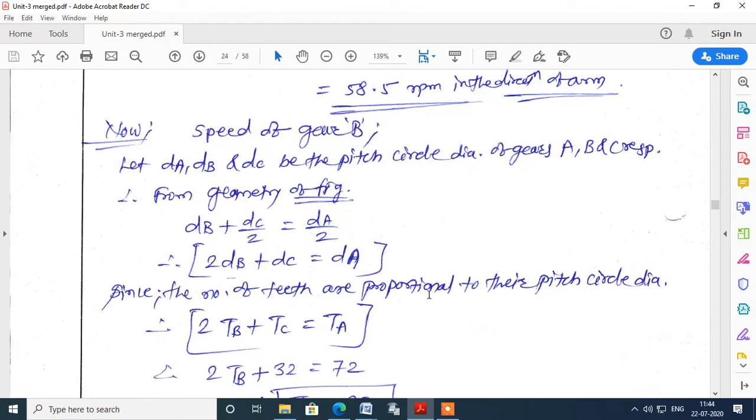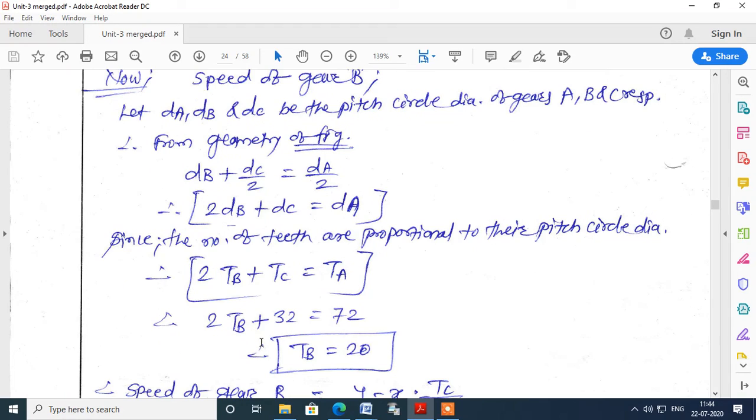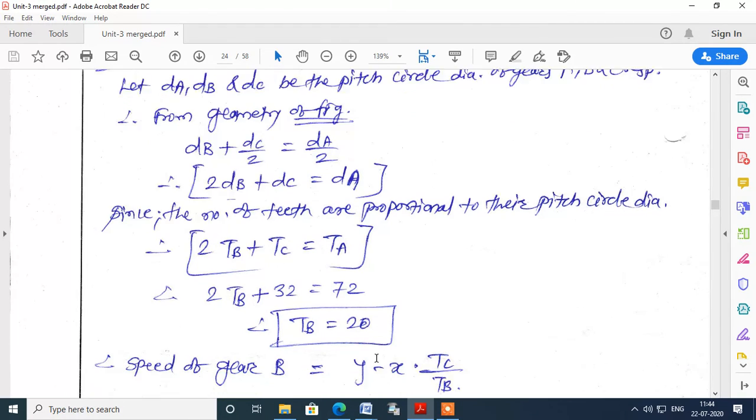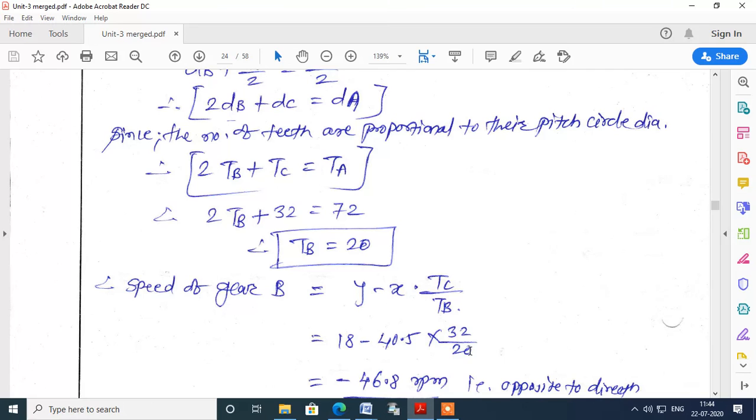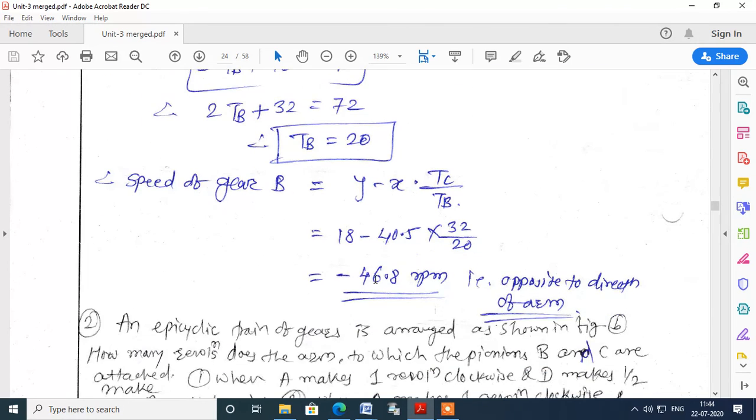Since the number of teeth are proportional to their pitch circle diameter, it becomes twice TB plus TC equal to TA. Now we know TC, we know TA. Just put the values and we will get TB. So TB is 20. Now the speed of gear B from the table is Y minus X TC by TB. TC we know and TB we have calculated. If you put the values, we will get minus 46.8 rpm, that is clockwise, opposite to the direction of the arm.